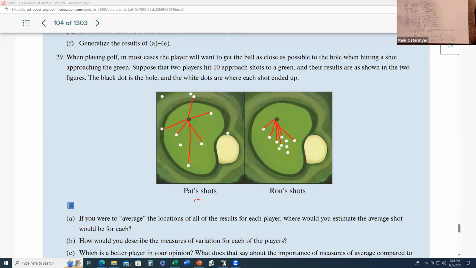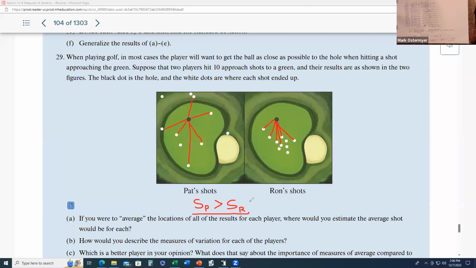That's right. The standard deviation distance of Pat's ball location versus the hole location, we would expect it to be greater than the standard deviation of the distances between the balls for Ron and the hole that we were trying to get the ball into. And that would be true too.